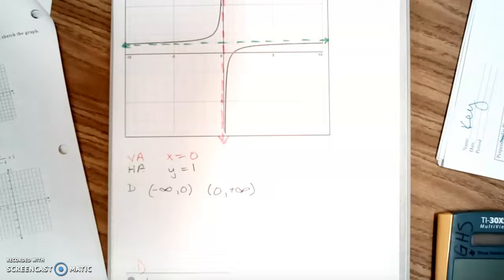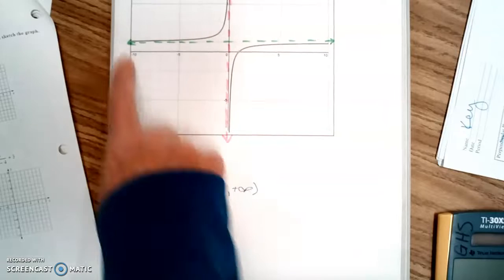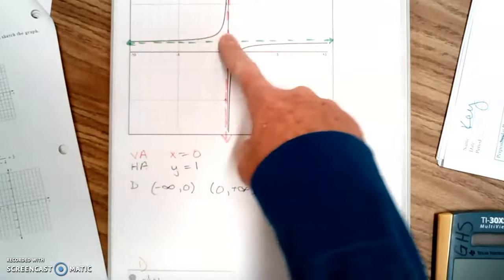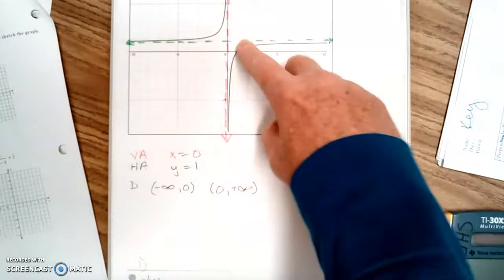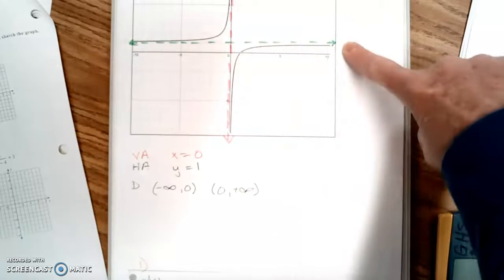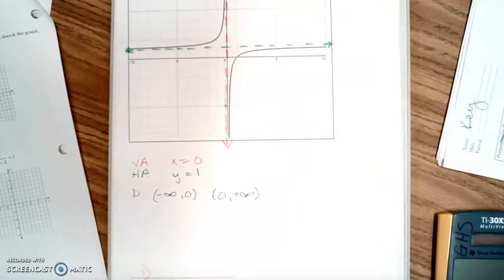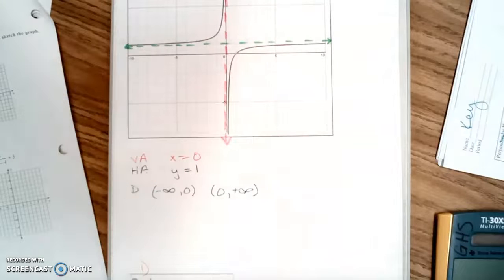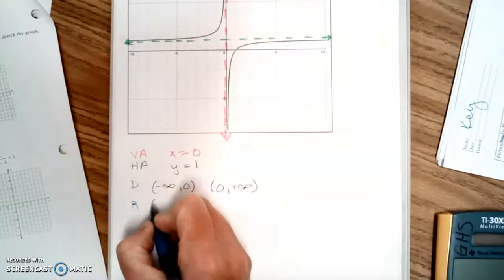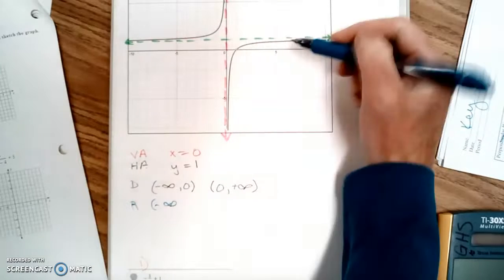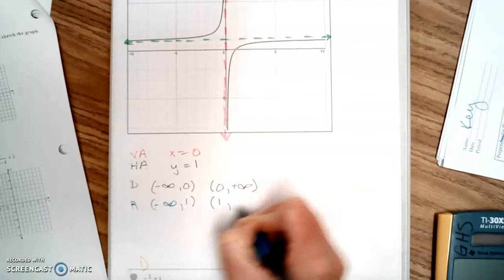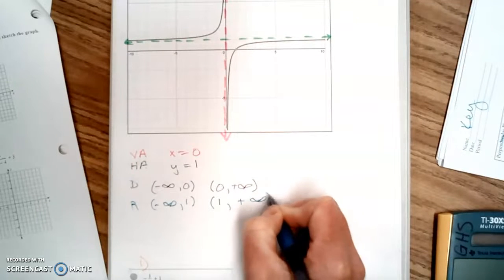And then for each of them, they want a domain. The domain is going to go from negative infinity to 0. And then it's going to start on the other side of 0 and go to positive infinity. Oh, they asked for the range and I didn't do the range. So the range is going to go from negative infinity up to positive 1, but not touch positive 1, and then start at positive 1 and go up to positive infinity. All right.